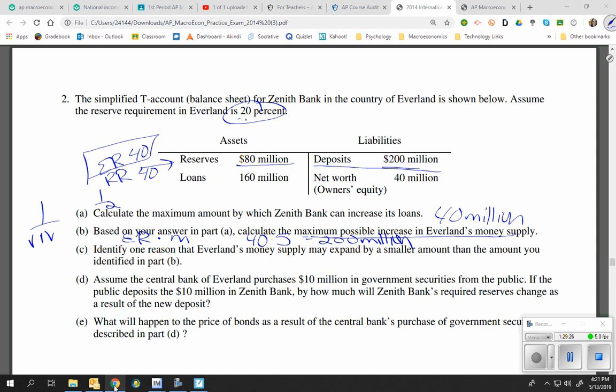On C, identify one reason that the money supply may expand by a smaller amount than the amount that you identified in part B. Right. Anyone want to guess?